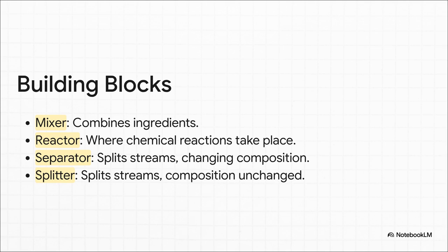You have a mixer brick that combines your flour and sugar. Then you have a reactor brick, like an oven, that uses a chemical reaction to turn dough into cookies. Then you could use a separator to pick out the burnt ones. By connecting these simple, fundamental blocks, you can design a process to make literally anything.